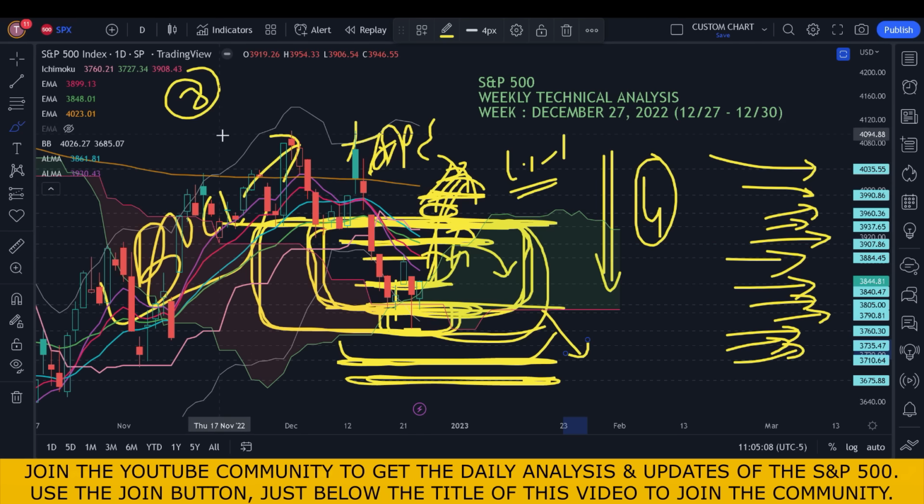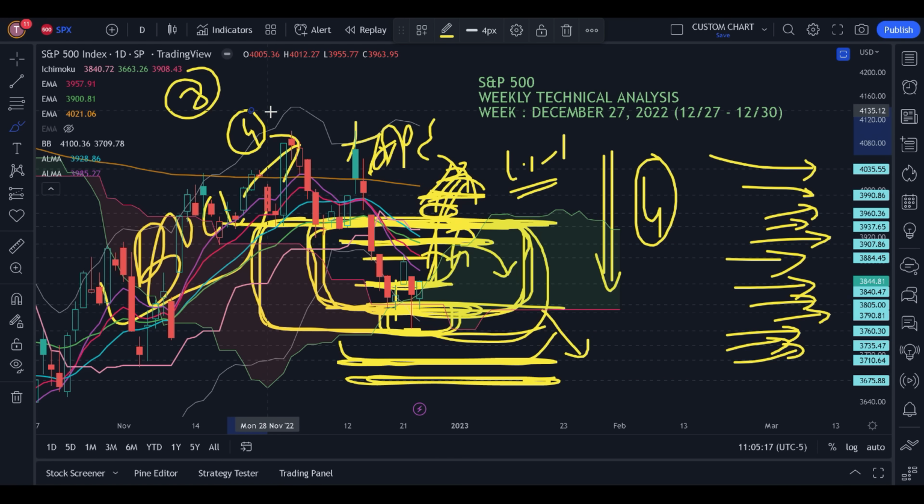So guys, this was the support and resistance level for the S&P 500. Now let's move on to the fourth point of the agenda of this S&P 500 technical analysis, which is the S&P 500 technical analysis on the daily chart. Earlier, the first point of the agenda was the S&P 500 technical analysis on the weekly chart. Weekly chart means the big picture, the hawk eye view.